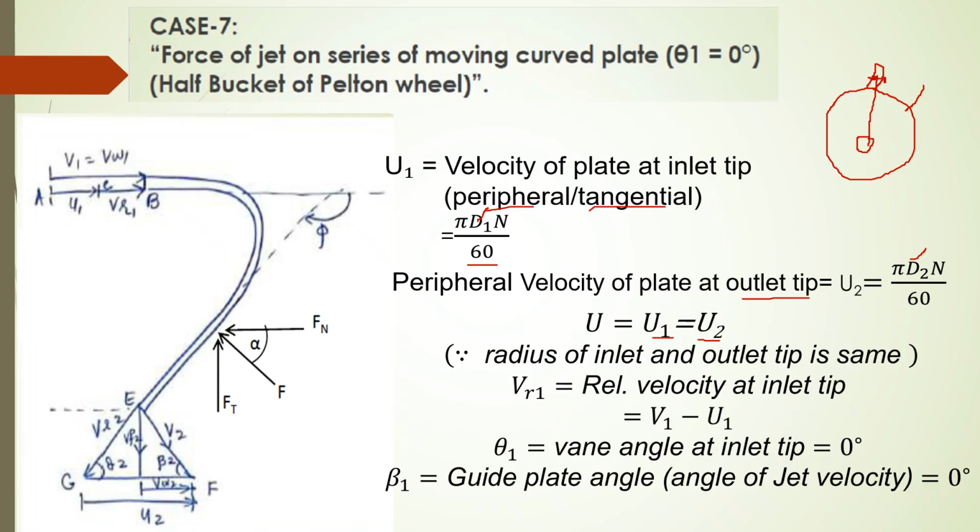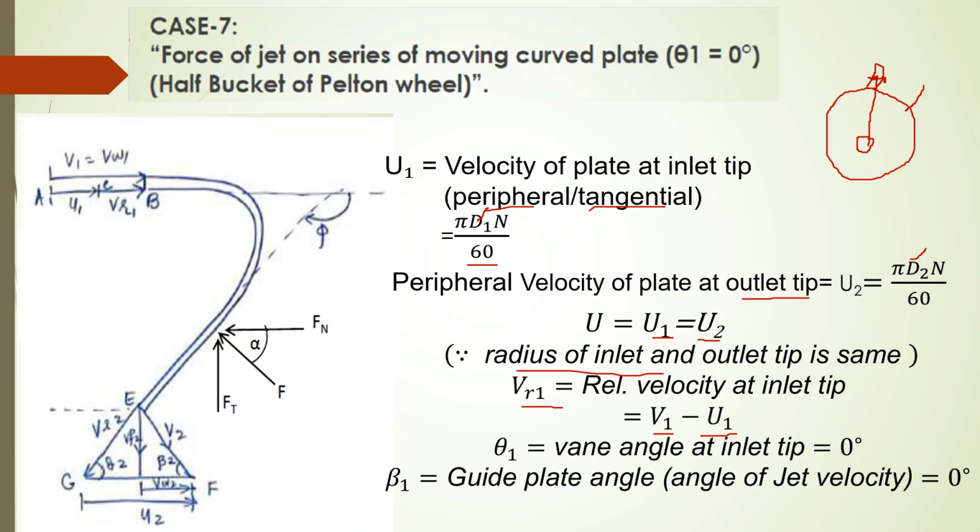Okay, so the inlet and outlet tip is going to have the same diameter. So D1 is equal to D2. Similarly, U1 is equal to U2. And we have the radius of inlet and outlet tip, it is the same, we know. So the relative velocity should be equal to V1 minus U1. Similarly, VR2 should be equal to V2 minus U2.